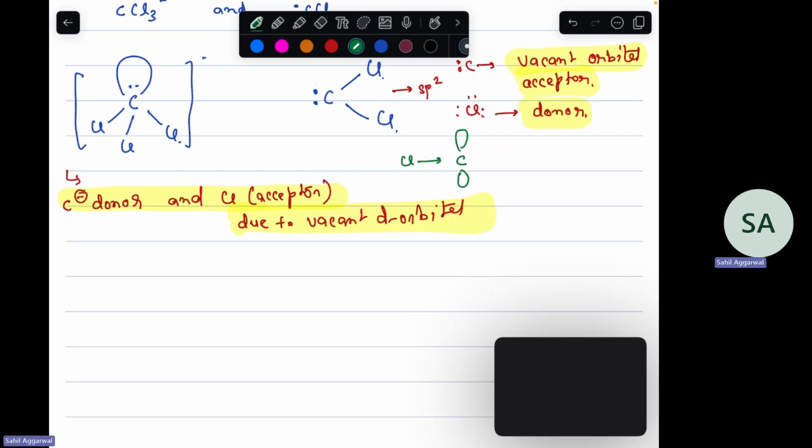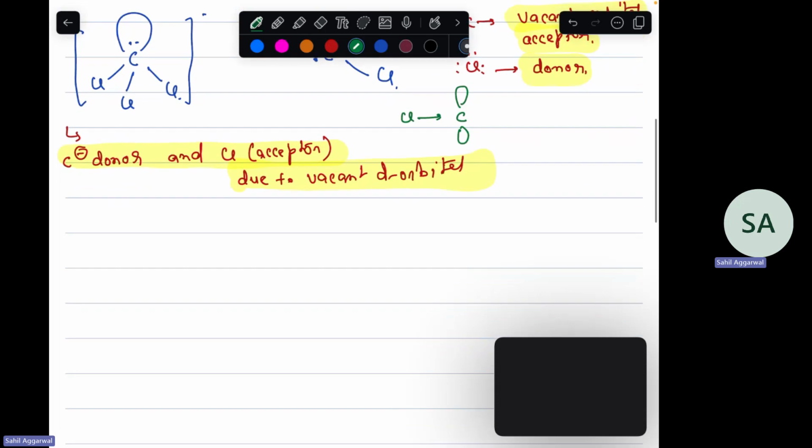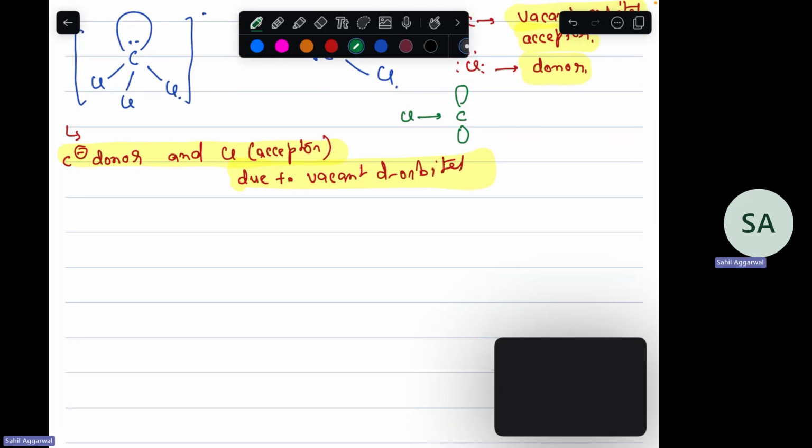So first and second options are correct. Back bonding in CCl3 minus is from C to Cl, while reverse in CCl2, that's correct. Direction of back bonding is just opposite in two cases, that's correct. C and D would be correct.